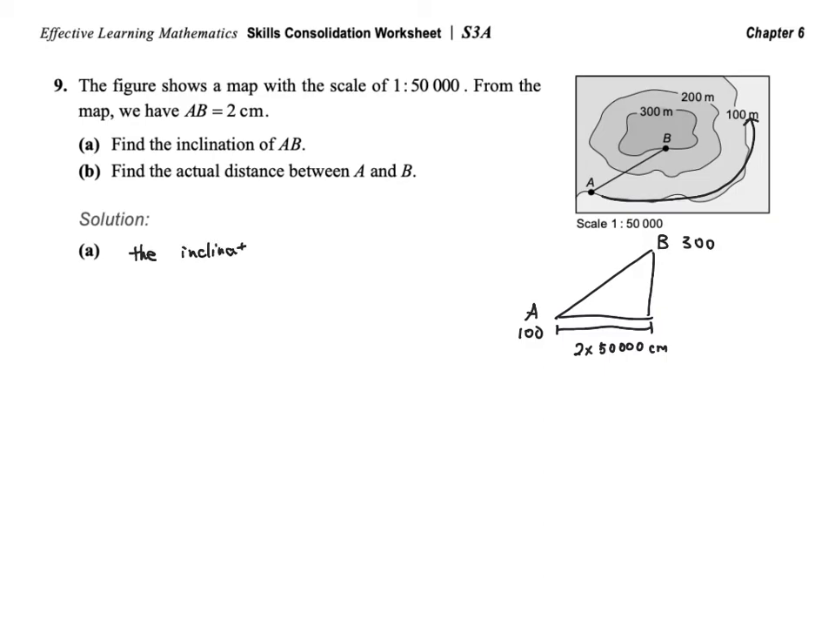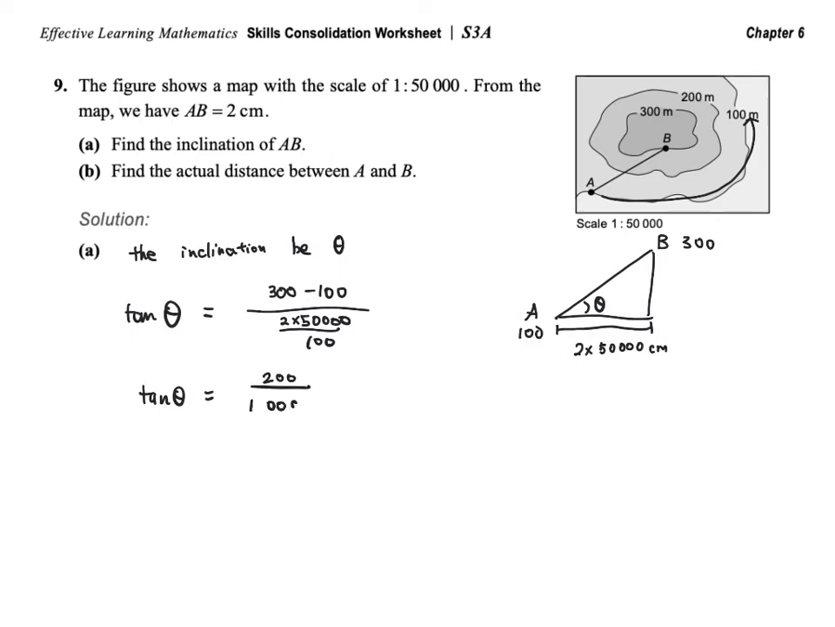That is why if you change it, now for the inclination, first of all, you let the inclination maybe be theta. So you have tangent theta equals what? Okay, that is 300 minus 100, and this one will be 2 times 50,000 over 100. So, which will give you tangent theta equals 200 over this 1000. So, theta equals 11.3. That is why the inclination will be 11.3 degrees.